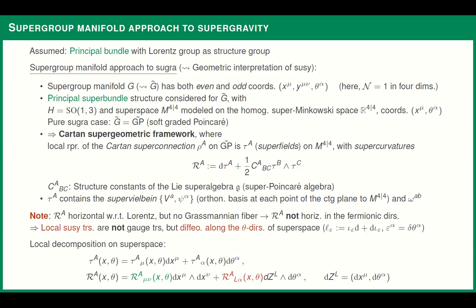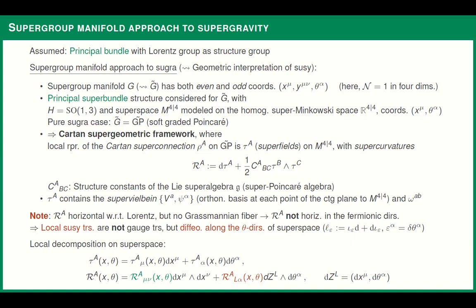So the important thing at this point is that when dealing with supergeometry, the base space is, with Cartan's supergeometry, at least in the simplest case, the superfield, and only the Lorentz directions are in the fiber. The curvatures are horizontal with respect to those directions, but not with respect to the theta direction.